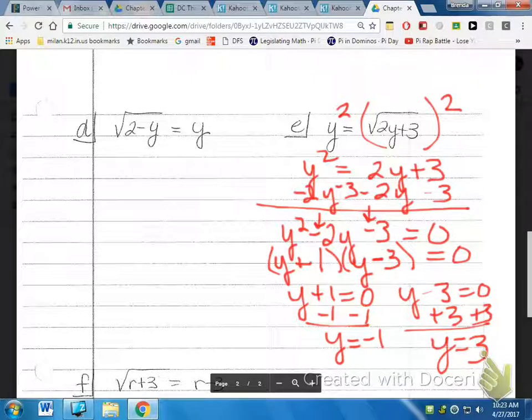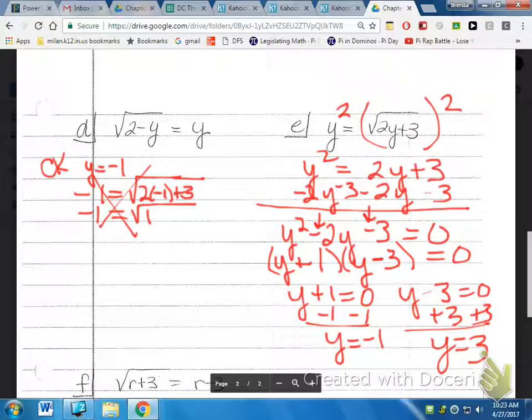It could be both or 1 or whatever. So you have to test it. So I'm going to check y is -1 first. And that would mean -1 equals the square root of 2 times -1 plus 3. -1 equals the square root of 1, and that one would be wrong because it can't just be a negative, so that means that would be wrong. You can kind of tell if it's a negative and there's only a y there by itself, you're going to throw it out. Now if there's something else there with the y, then you need to test it.